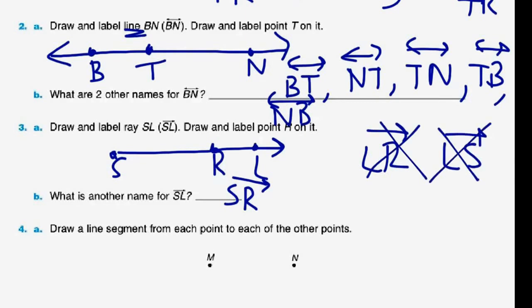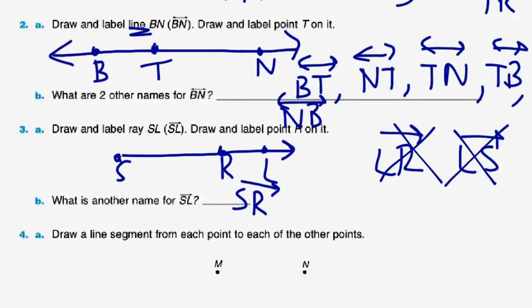We'll draw big X's through those, because we must label the ray starting from its endpoint and then ending with the letter that is closest to that line. Okay, so the direction that it continues in. If we called it ray LR, it would have to start at endpoint L and continue in direction R, which it does not. Okay, just be very careful of that.